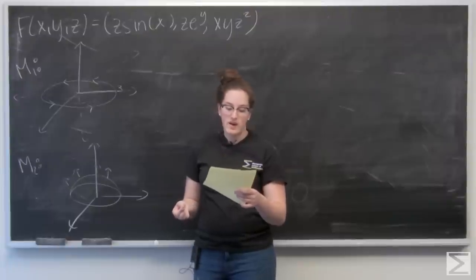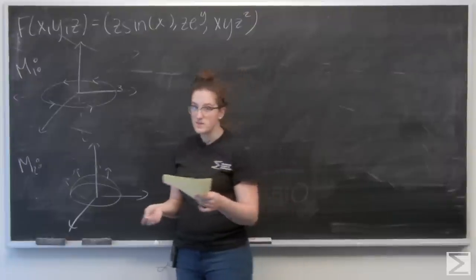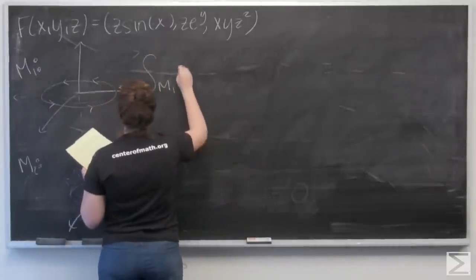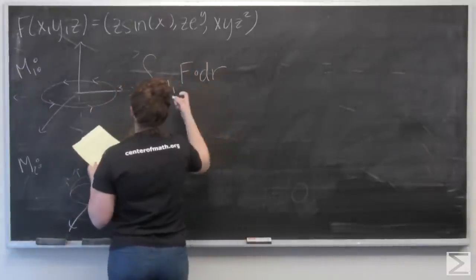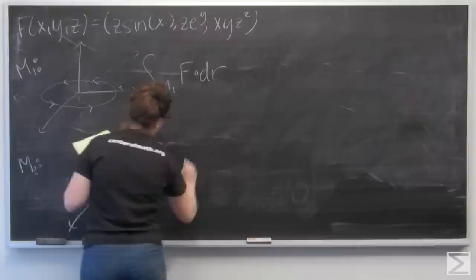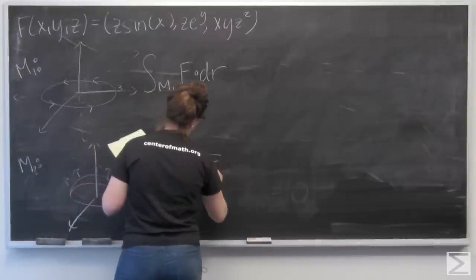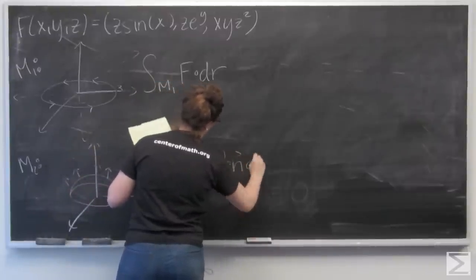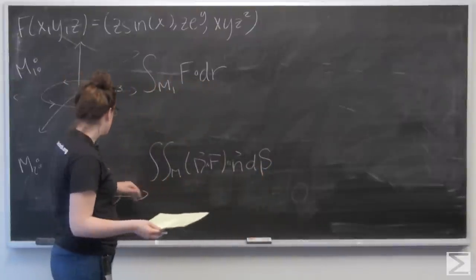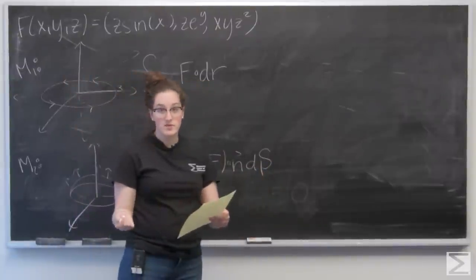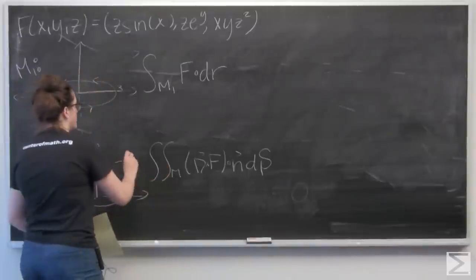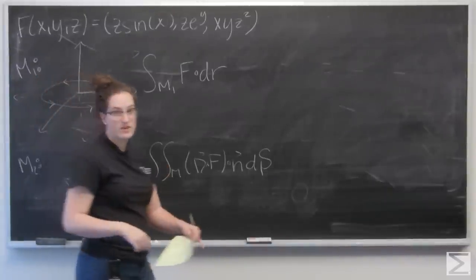So we want to calculate the common value by calculating whichever flux seems easier. So I have a choice here. I can calculate the line integral of f along m1 or the double integral of the curl of f over the hemisphere. And I should get the same answer both times. Well, I think that I'm going to go with the hemisphere. Let's go ahead and find the curl of f.